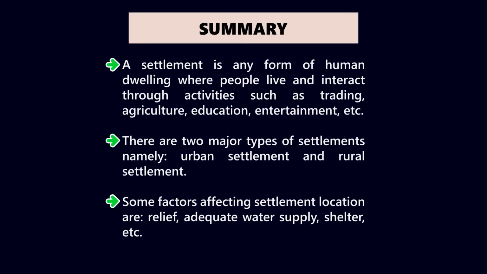We've come to the end of this lesson, but before we go, let's take a quick summary of what we learned during the lesson. We learned that a settlement is any form of human dwelling where people live and interact through activities such as trading, agriculture, education, entertainment, etc. We also learned that there are two major types of settlements, namely urban settlements and rural settlements. And lastly, we learned that some factors affecting settlement location are relief, adequate water supply, shelter, etc.